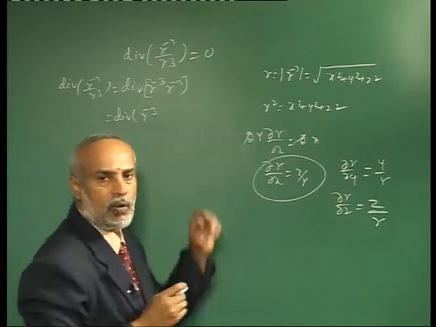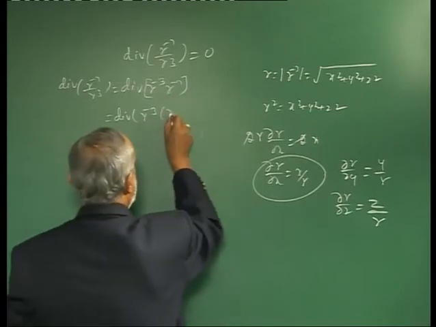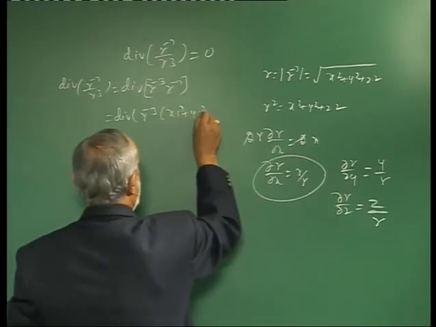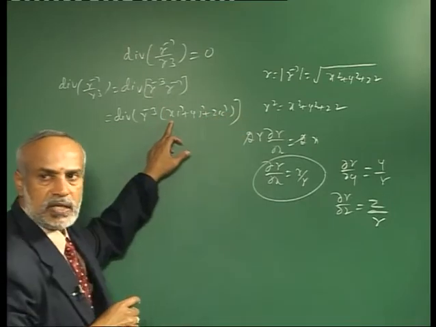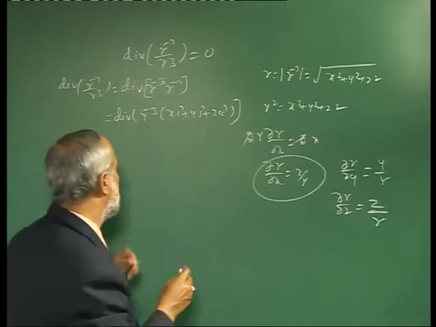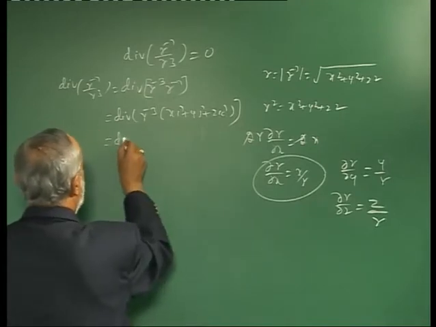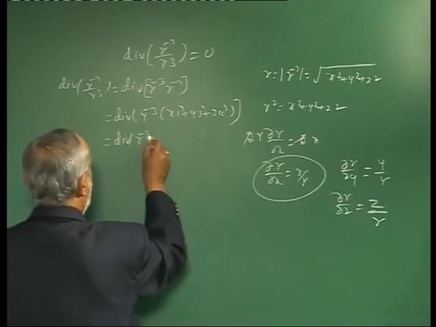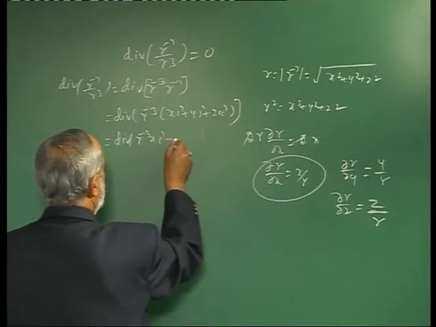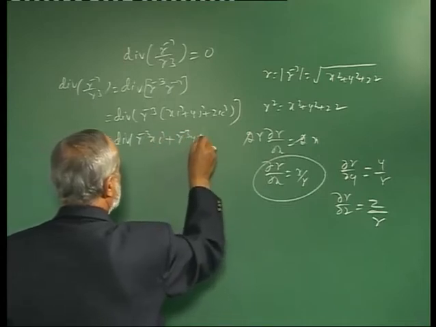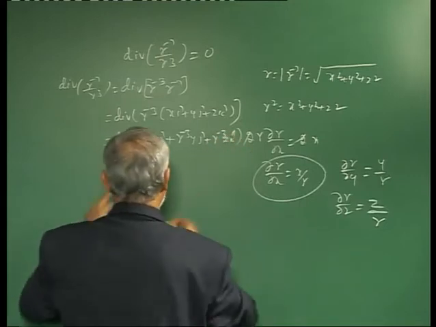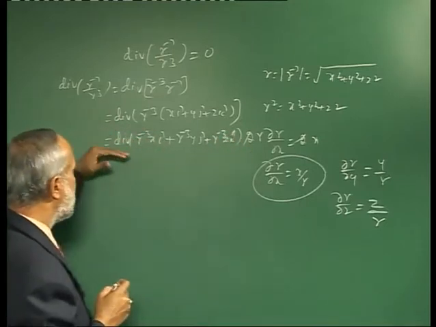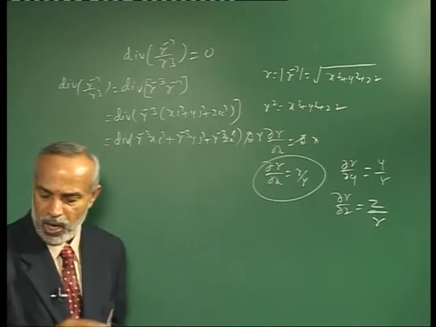You know, r vector is x i vector plus y j vector plus z k vector. Now multiplying this, divergence of r to the power of minus 3 x i vector plus r to the power of minus 3 y j vector plus r to the power of minus 3 z k vector. Now you can apply the formula. What do you get?